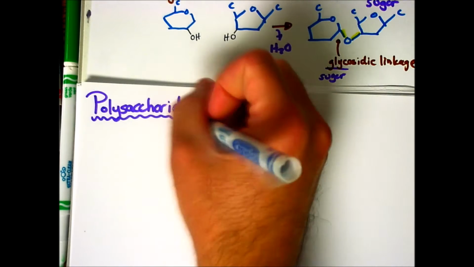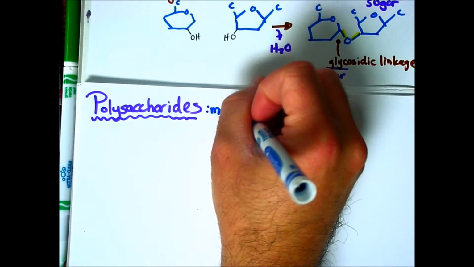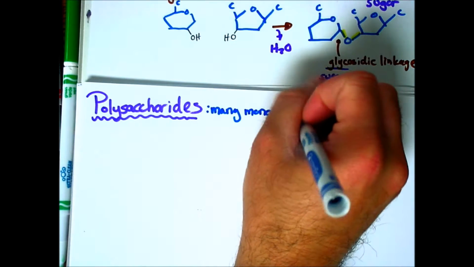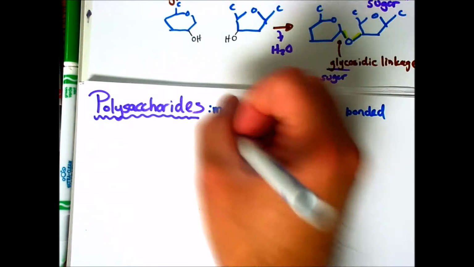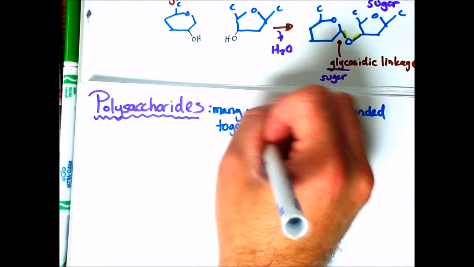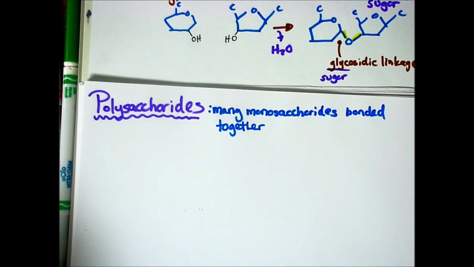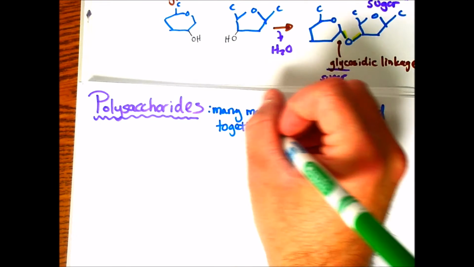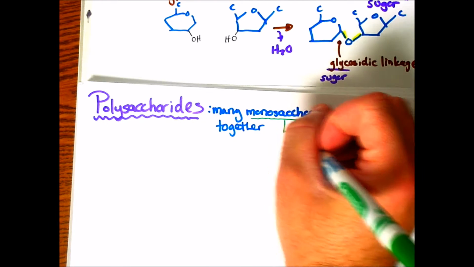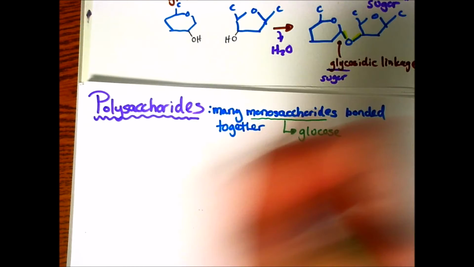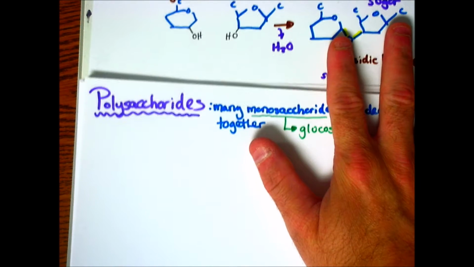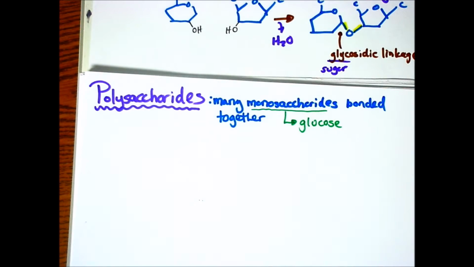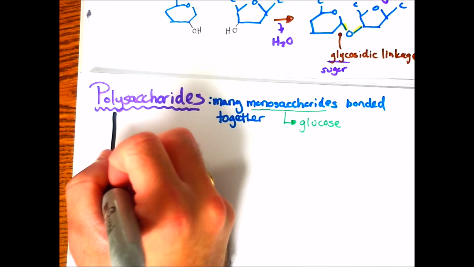Polysaccharides would be when you have many monosaccharides that are bonded together. So you have multiple monosaccharides. Now, oftentimes, the monosaccharides involved in this bonding are glucose. So every polysaccharide has glucose that's just bound in multiple different ways. And those different ways of bonding glucose is what gives each polysaccharide its different properties.